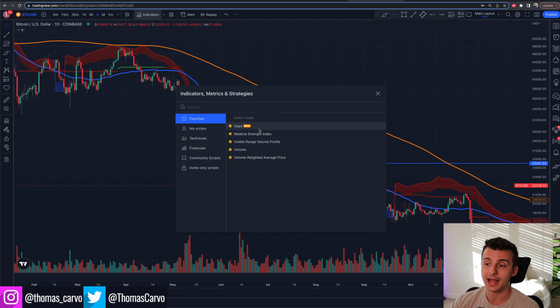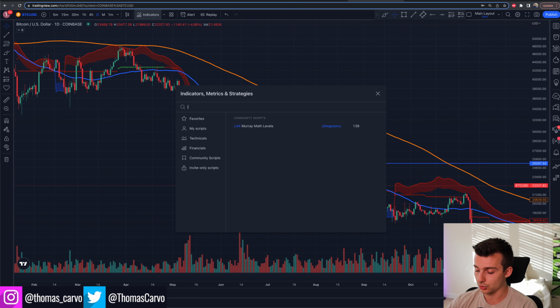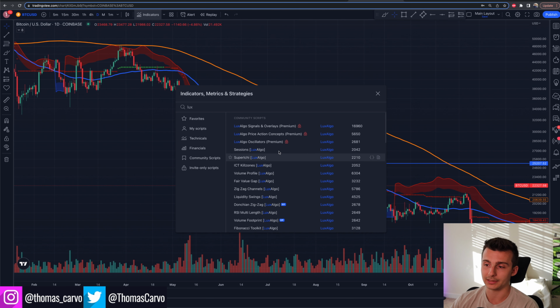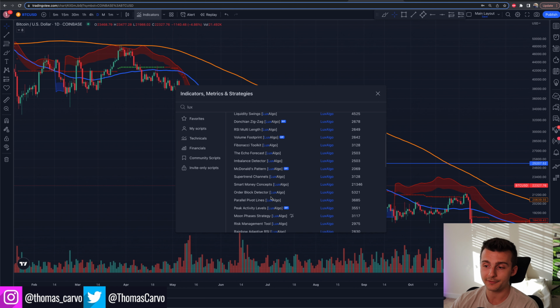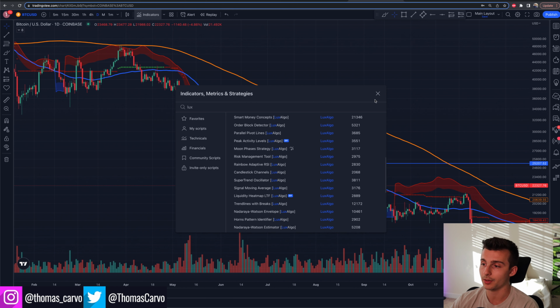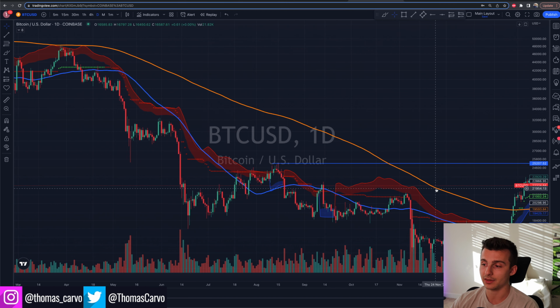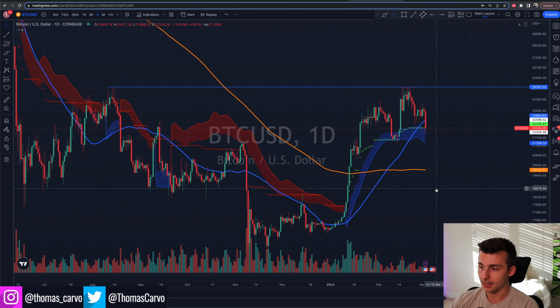Go over to the indicators tab. Once you're signed up, you can go over to LuxAlgo and you're going to get access to their premium indicators as well. They got a ton of free ones here as well. So there's a ton of free indicators in LuxAlgo that you can check out as well. But we are using, in this case, the premium indicators in this example.